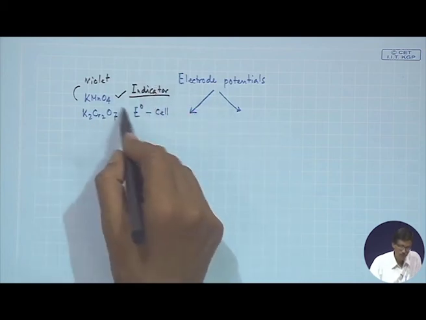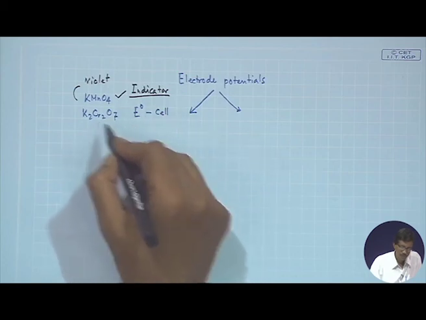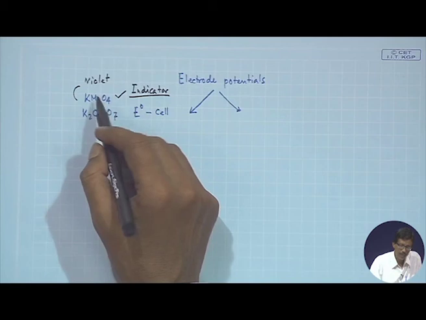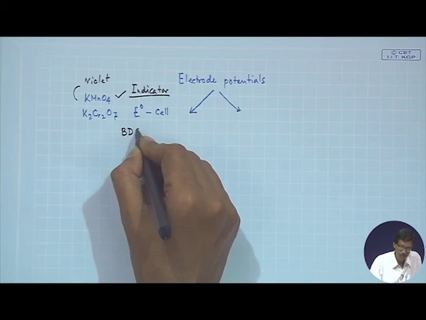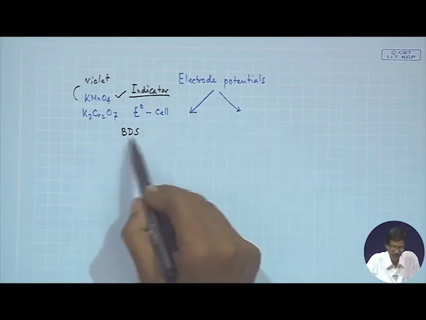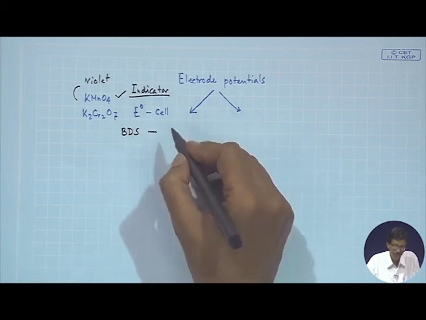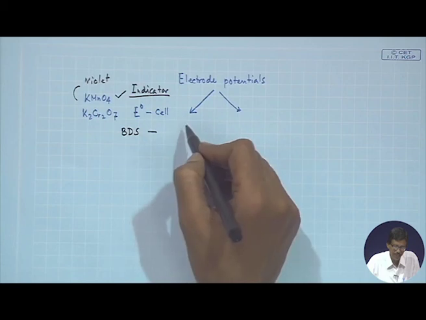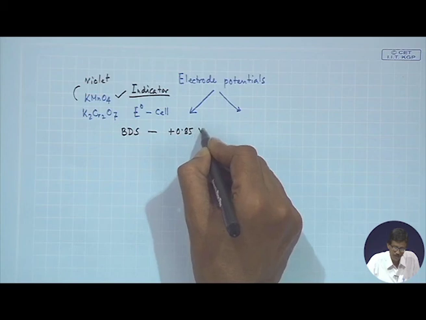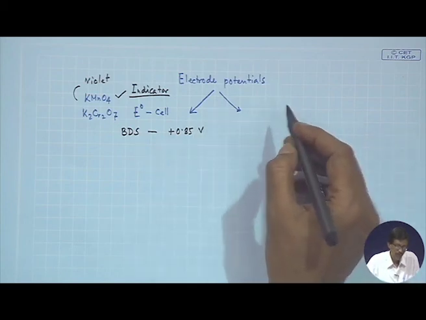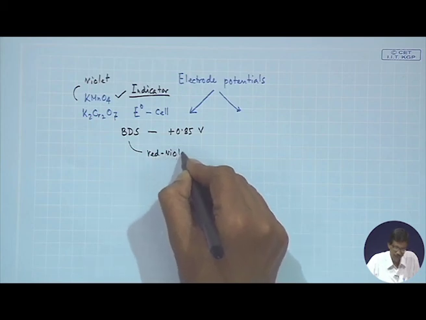But when you go for your potassium dichromate solution, this dichromate solution is not so clearly visible like that of your potassium permanganate. So, we use one indicator which is abbreviated as BDS, which is barium diphenylamine sulfonate, and this can be oxidized. So, this diphenylamine sulfonate can be oxidized and coupled together at a potential value of 0.85 volt, and its oxidized form is red violet in color.